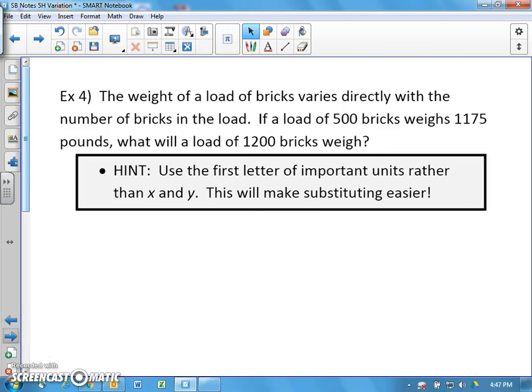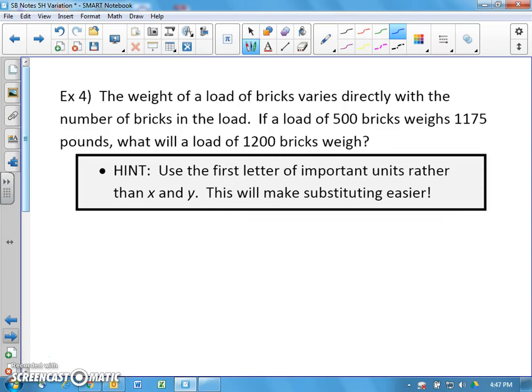Example 4 says the weight of a load of bricks varies directly with the number of bricks in the load. If a load of 500 bricks weighs 1,175 pounds, what will a load of 1,200 bricks weigh? Keep in mind there is more than just the answer that we want you to be able to find. For every problem, you should be able to identify a constant of variation, an equation of variation, as well as the answer. So if you follow that process that we just modeled, you should be able to find each piece.